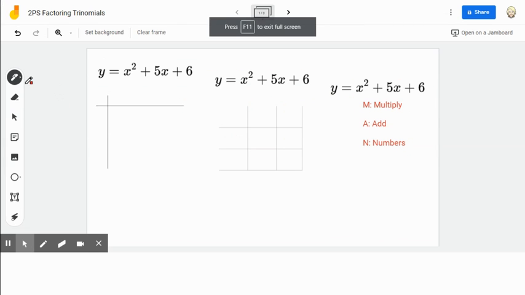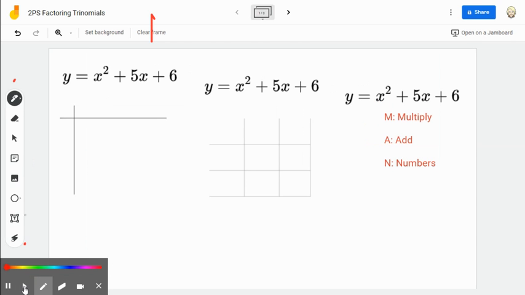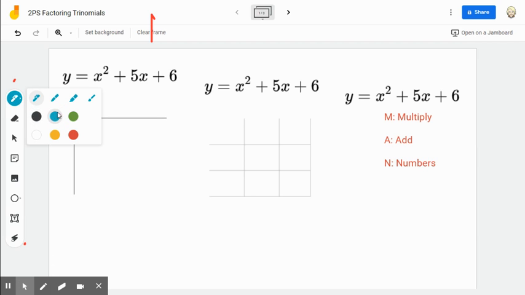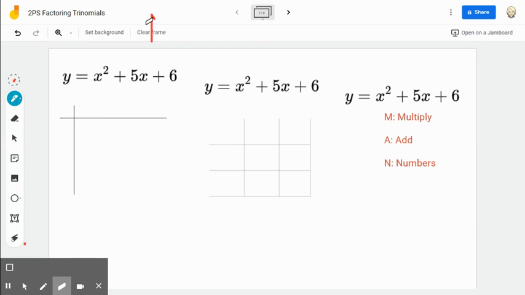Back over on our Jamboard here. One second while the screen stops freezing. I don't know why it's so laggy today, but that's all right. So let me erase all of this.